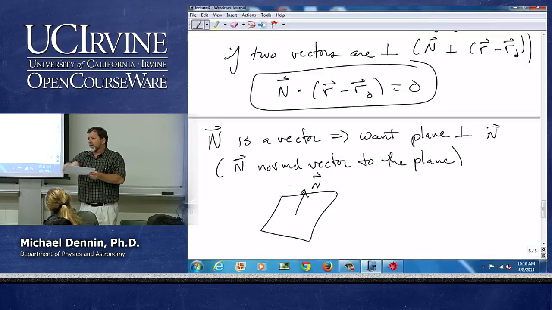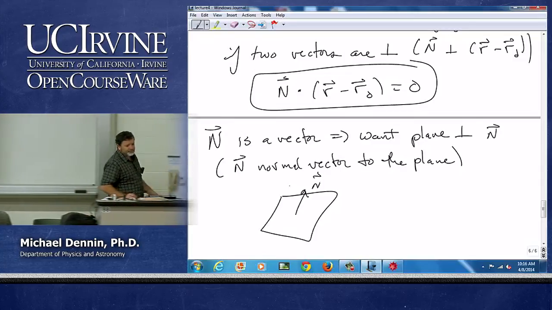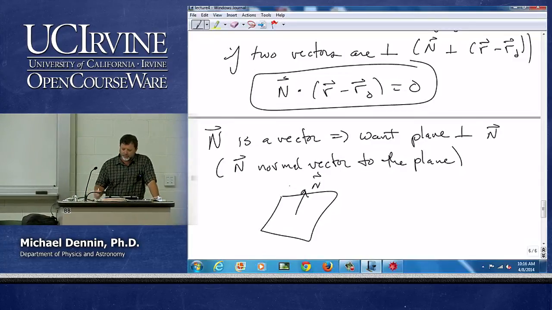Any vector in the plane is kind of degenerate, right? It doesn't quite tell me where the plane is yet. But that normal vector really does uniquely define the plane for me. So it's an important vector to be able to find, or to find planes perpendicular to it.